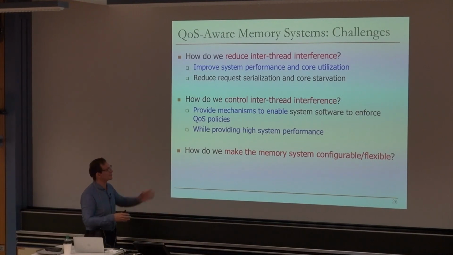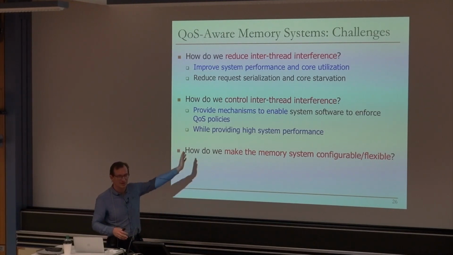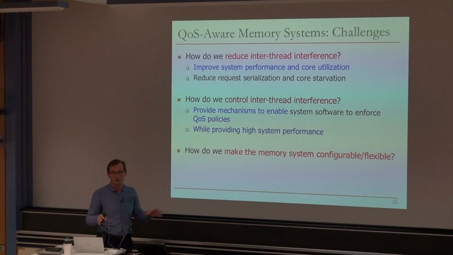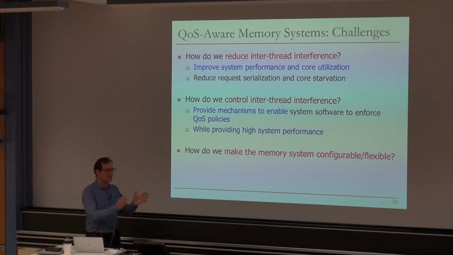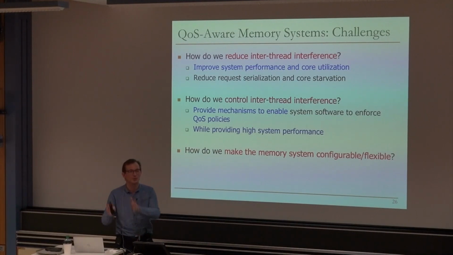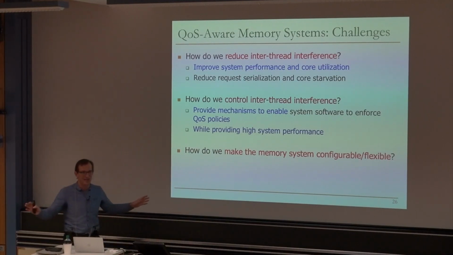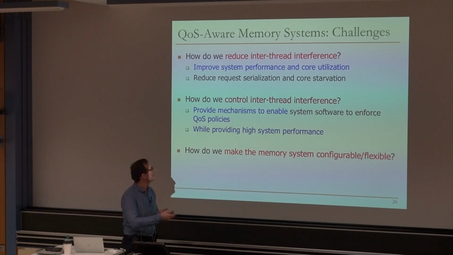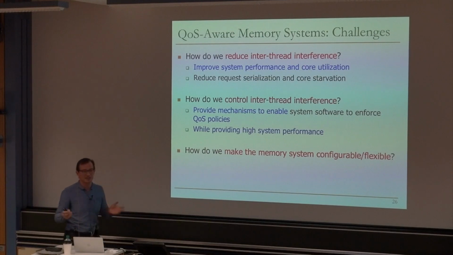For example, this didn't used to be the case in 2006 or so, but existing systems provide mechanisms for the user to partition the caches across different applications. So you could say, this particular application gets 4 ways of the cache, this other application gets 2 ways of the cache, this other application gets 8 ways of the cache. That's cache partitioning. So that's one way of controlling the inter-thread interference.